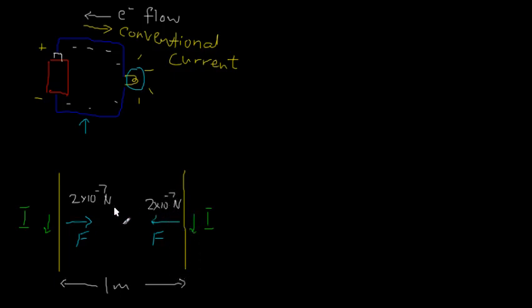A very small force. Just a very small force. When the current is just enough to produce exactly this value of the force, then that current is defined to be 1 ampere. So that's how 1 ampere is defined. 1 ampere is defined as the current that will give this 2 times 10 to the minus 7 Newton of force in this setup with those two parallel wires.